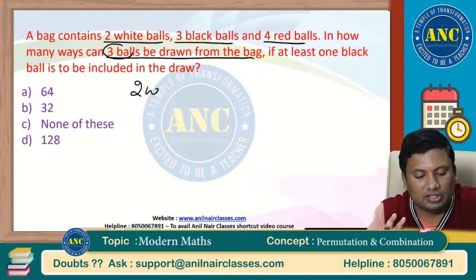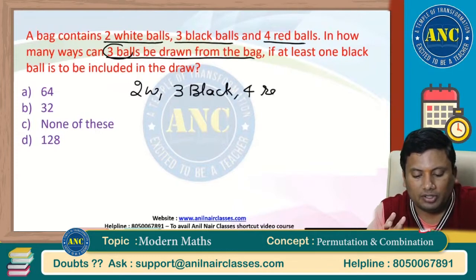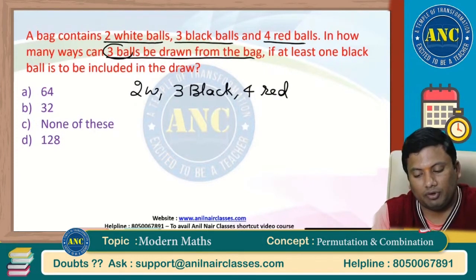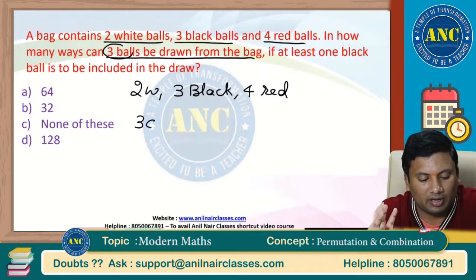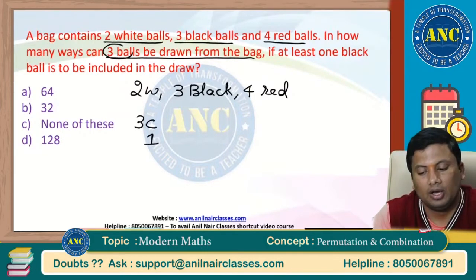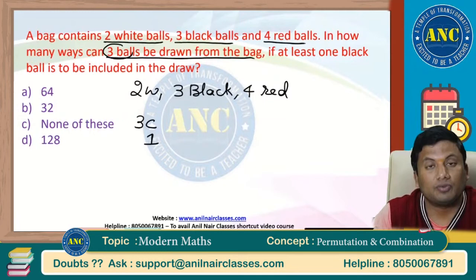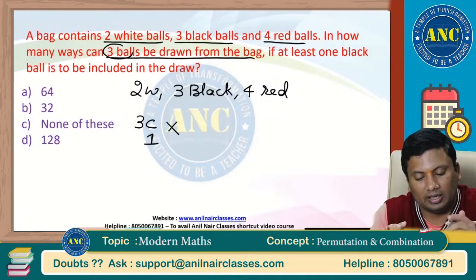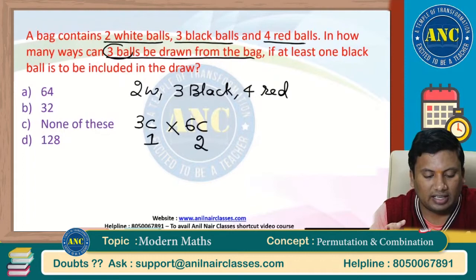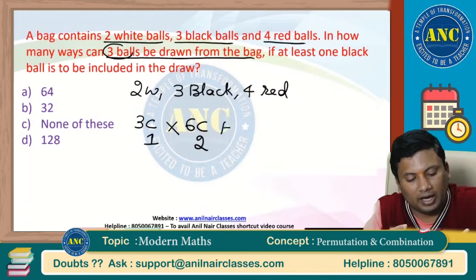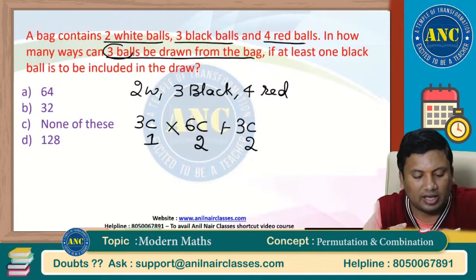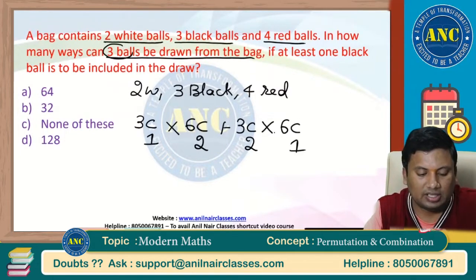So totally it is 2 white, 3 black and 4 red. At least 1 black ball is to be included, which means out of 3, minimum 1 should be a black ball. Total I need to draw 3 balls. 1 is already drawn. Remaining how many are there? 6. Out of 6 I will select any 2. There is no condition on white or red. Similarly, minimum 1 black ball, so from 3 black balls I will select 2. Remaining 1 can be selected from the other 6, 6C1.